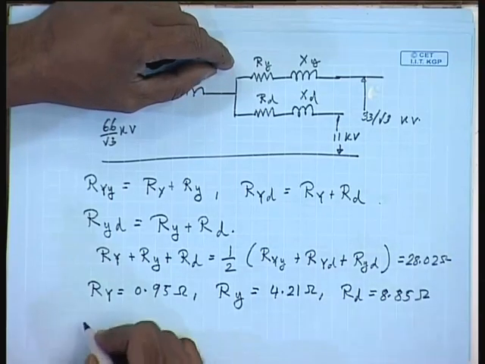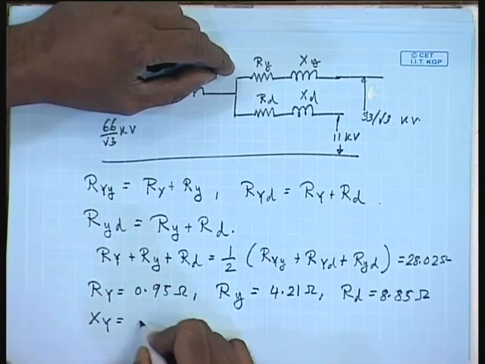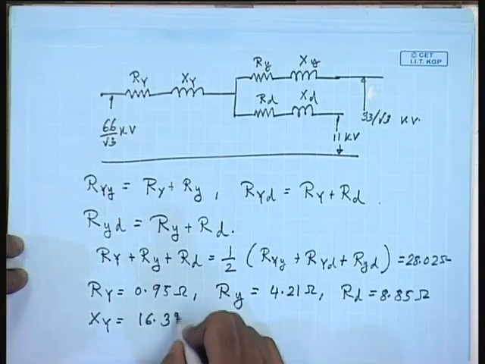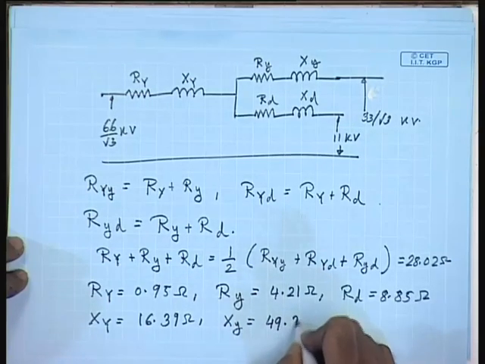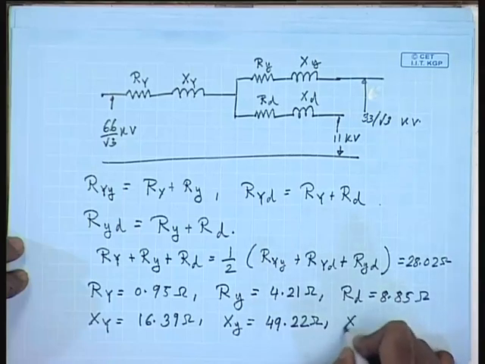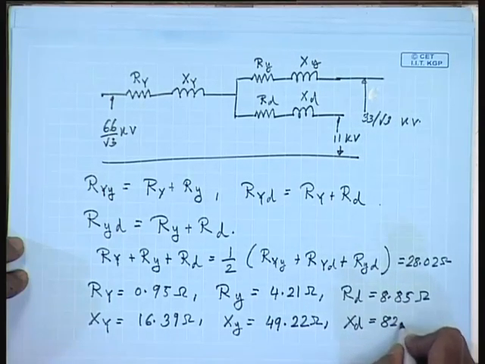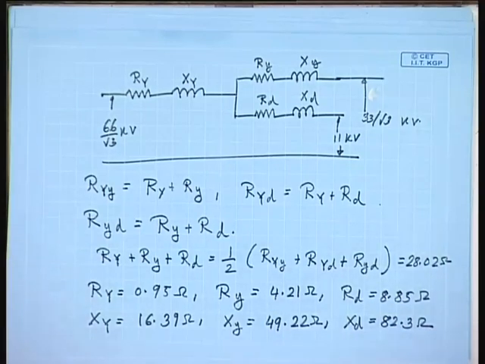In a similar manner, X capital Y comes to 16.39 ohm, X small y comes to 49.22 ohm and X small d to 82.3 ohm. Hence, we see that from a set of 3 short circuit test data, we can find out the equivalent circuit parameters of a 3 winding transformer, which can later be used in the usual manner to solve or analyze different operating situations in a 3 winding transformer. Thank you.